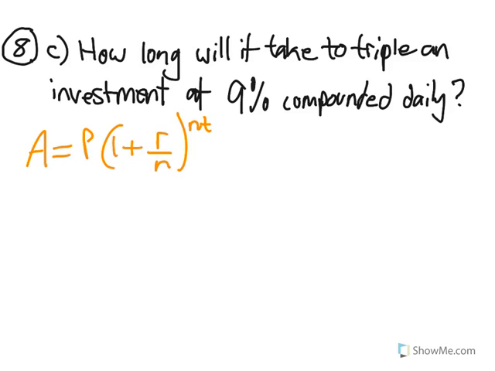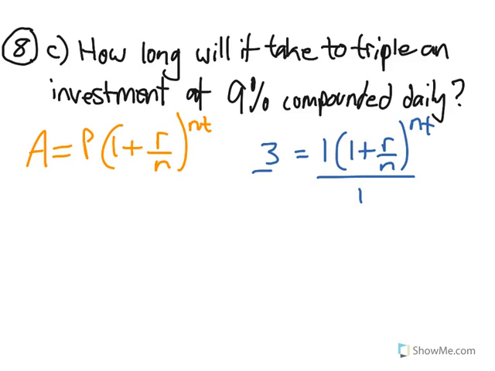Let's say we start with $1. So our principal is $1, times 1 plus R over N to the NT. I don't even care about that part right now. What do we want it to get to? What does our final amount have to be if it has to triple? It's got to be 3, right? Our first step when solving will be to divide both sides by this amount, which is 1 in this case. 3 divided by 1 is still 3.